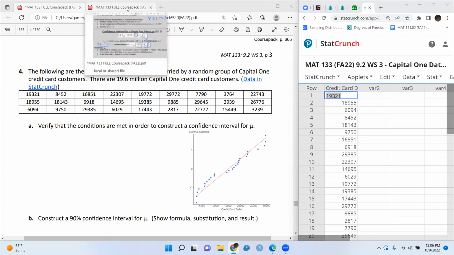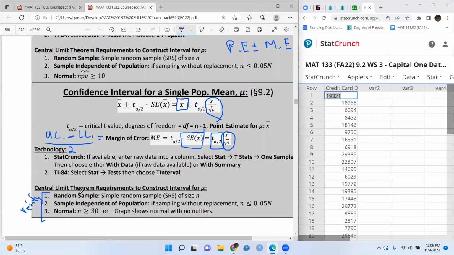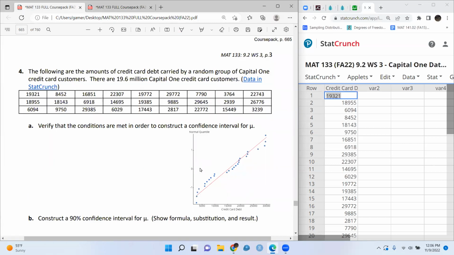So now let me remind you, when it says verify the conditions are met, here are the 3 conditions. Same ones from chapter 8. Same thing with the independence. Is the sample size large enough? Or is there a graph that shows normal with no outliers? Anyone remember what this graph is called? Linear something. Nice. Okay, I like it. No, that's not it. Good guess.